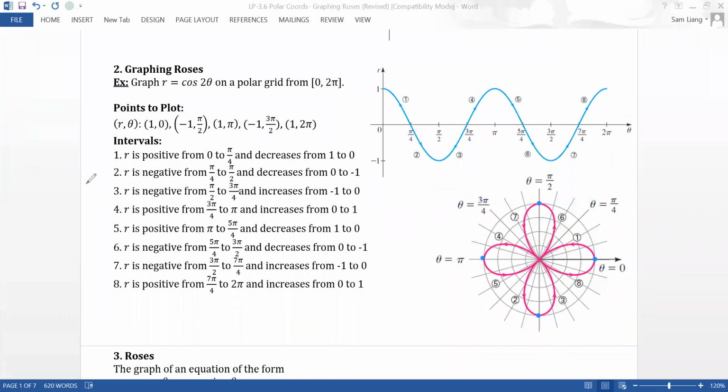And then from here, we're going to do the same thing we did yesterday. We're going to analyze the intervals. This is all information that we extracted from this rectangular graph right here, right? For example, the first interval is from 0 to pi over 4. That's 0 to pi over 4. It's right here.